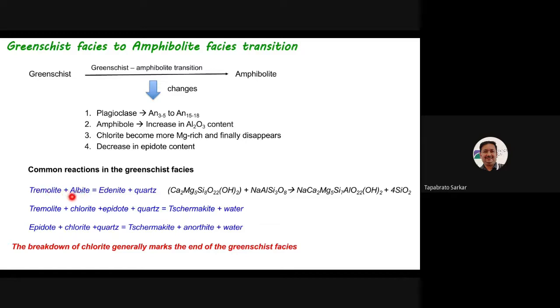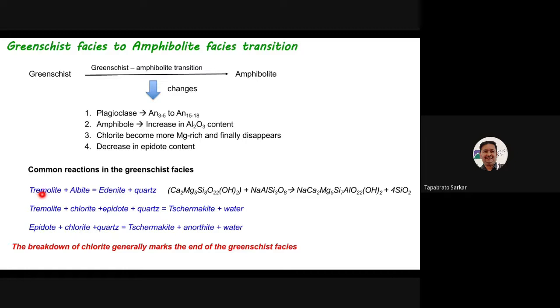you don't have to remember exactly the reactions, but what you see is that all the reactions have a similar trend where the tremolite, or actinolite, which is the aluminum-free amphibole, reacts with albite or chlorite and epidote, so all the aluminum-bearing phases, to form hornblende or varieties of hornblende which has aluminum. These are obviously end member reactions, but what we have is a solid solution, and what we get is hornblende.